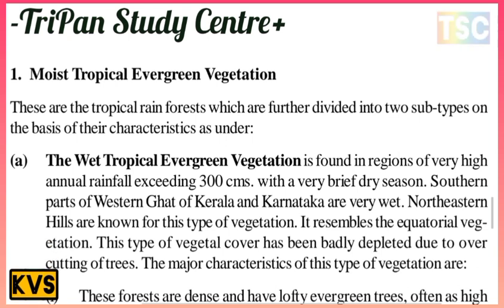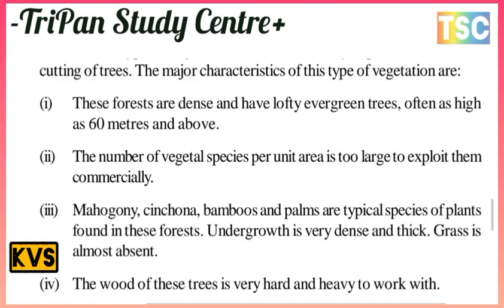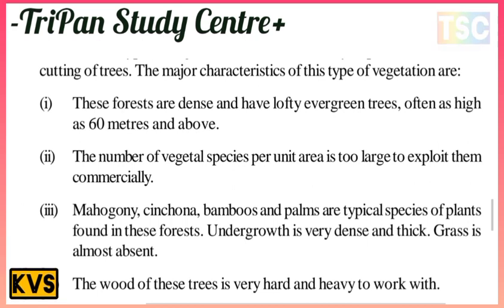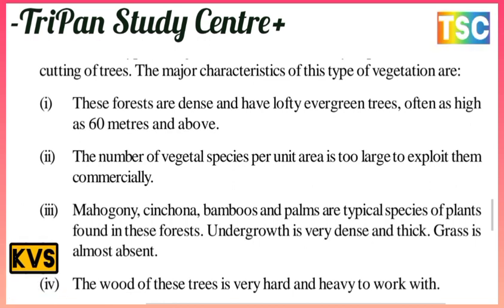The major characteristics of this type of vegetation are important. First, these forests are dense and have lofty evergreen trees, often as high as 60 meters and above. Second, the number of vegetal species per unit area is too large to exploit them commercially. That is important. The number of species per unit area is too large to exploit them commercially.